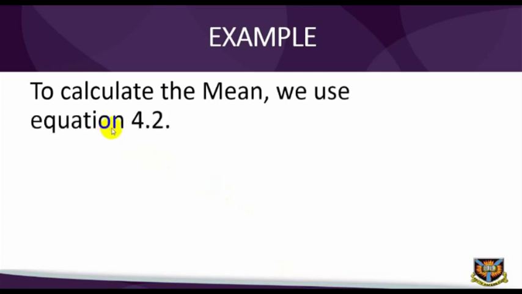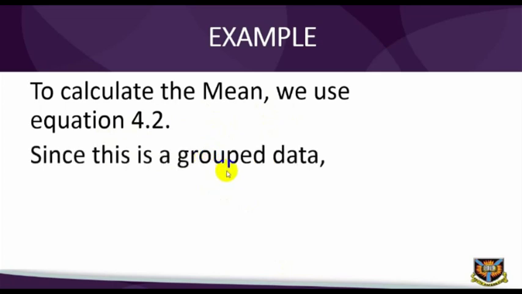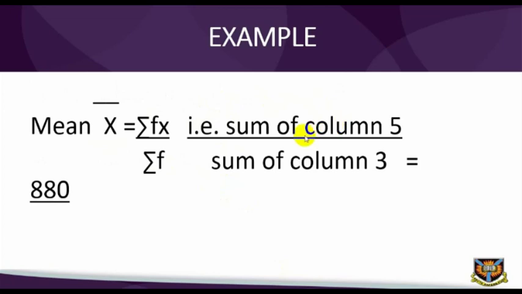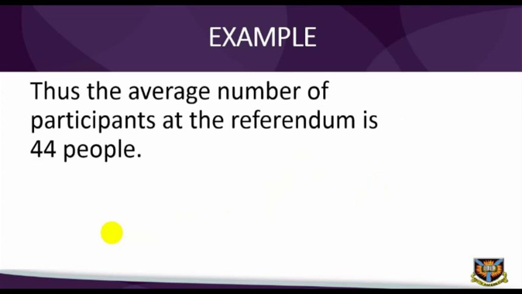2. To calculate the mean, we use equation 4.2. Since this is grouped data, mean is equal to summation of fx, that is the sum of column 5, over summation of f, the sum of column 3, which is equal to 880 over 20, equal to 44. Thus, the average number of participants at the referendum is 44 people.